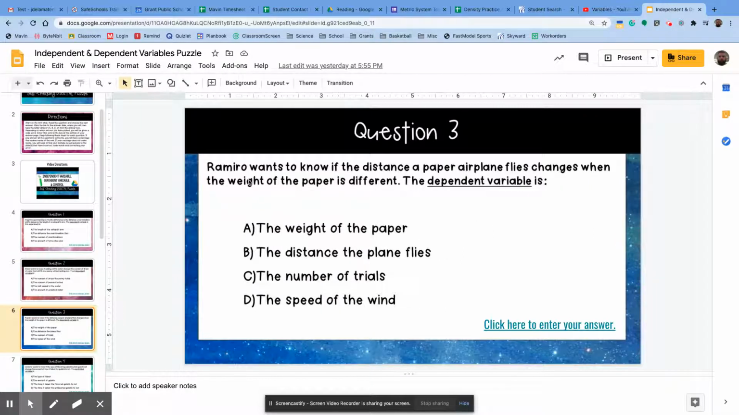Question 3, Romario wants to know if the distance a paper airplane flies changes when the weight of the airplane is different. It wants to know the dependent variable, and again, that's what we're measuring. So in this case, it wants to know the distance an airplane flies. That's our clue right there, the distance part. That's a measurement. So we come down here and find that that is B.